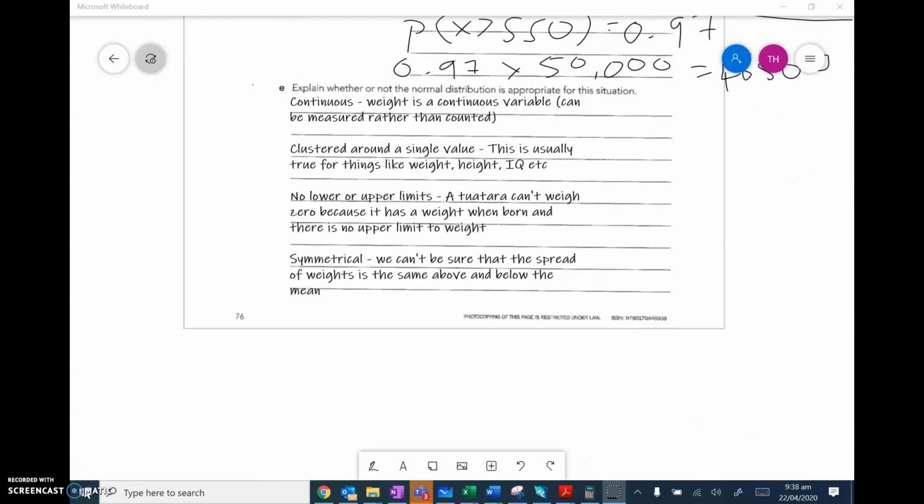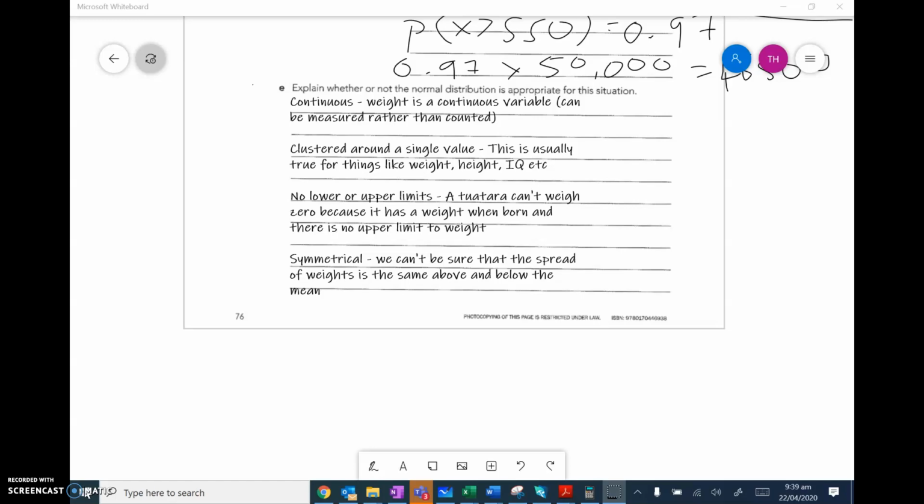Okay, and then explain whether or not the normal distribution is appropriate for the situation. We need to look at the requirements for normal distribution. So I would like you to read a certain page. I'll post it in the assignment. But so these are the requirements: that it's continuous, clustered around a single value, no lower or upper limits, and symmetrical. And then we have to relate it back to our situation. So continuous, weight is a continuous variable. A continuous variable, remember, is something that can be measured rather than counted.